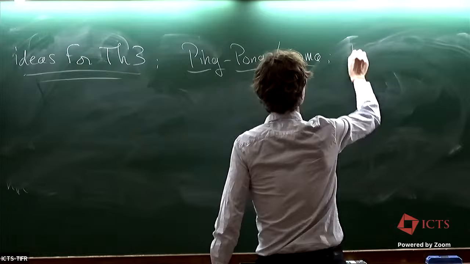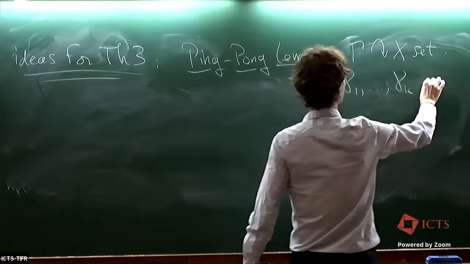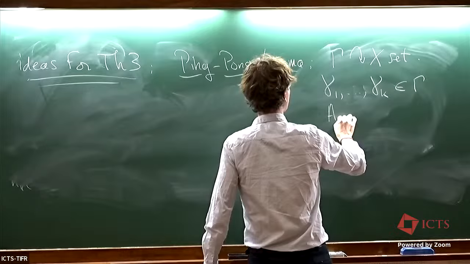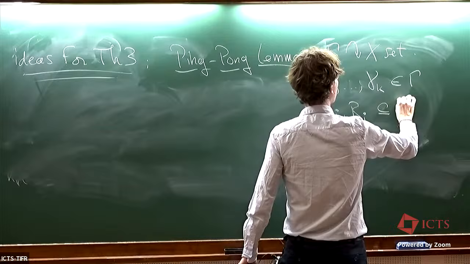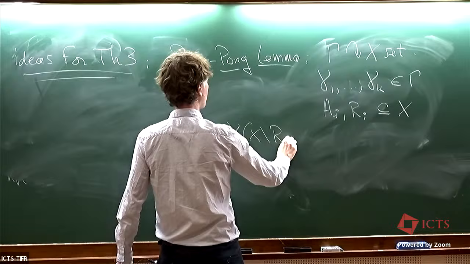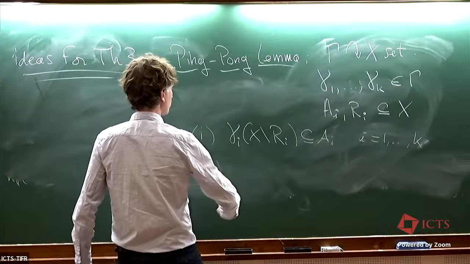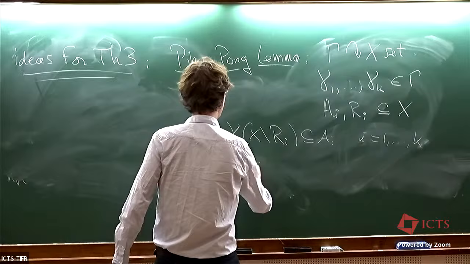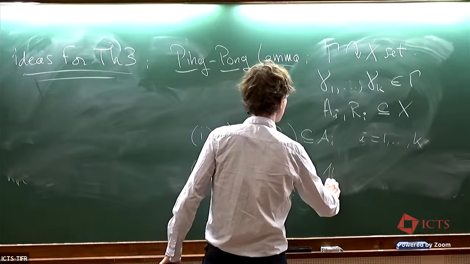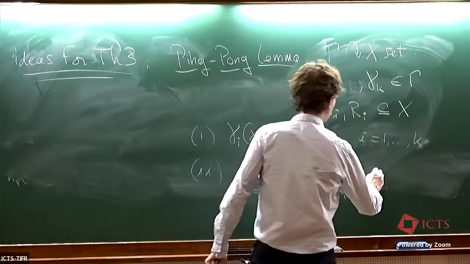The setting is the following: you have a group acting on a set X, and you suppose you're given elements gamma_1, ..., gamma_k, and some regions, some subsets A_i, R_i in X. You assume, first of all, that gamma_i sends the complement of R_i inside A_i for every i. And second, you assume that the R_i's and the A_i's don't have too much overlap. So when you sum pointwise the indicator functions of the R_i and A_i, this is bounded by some bound M.